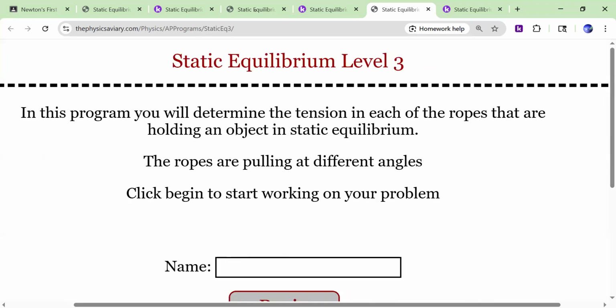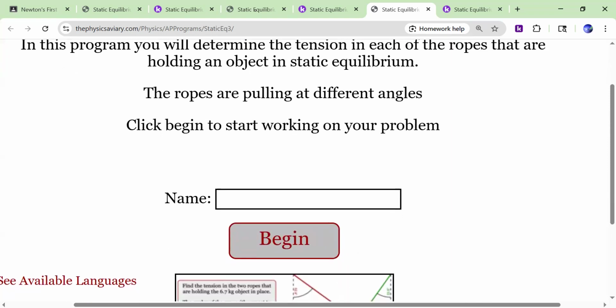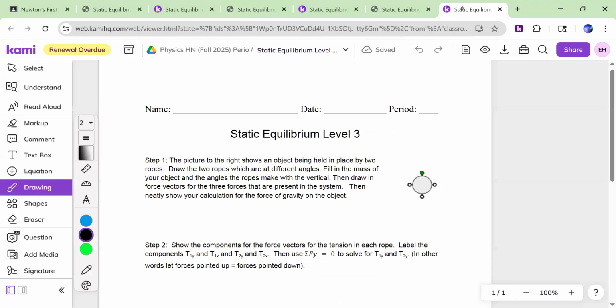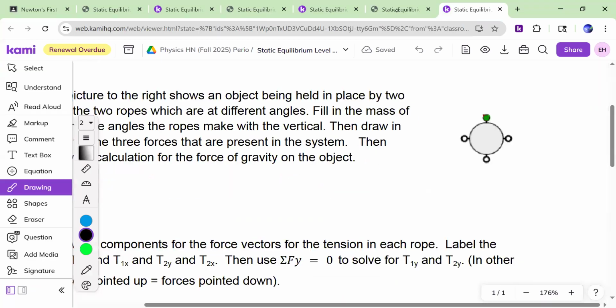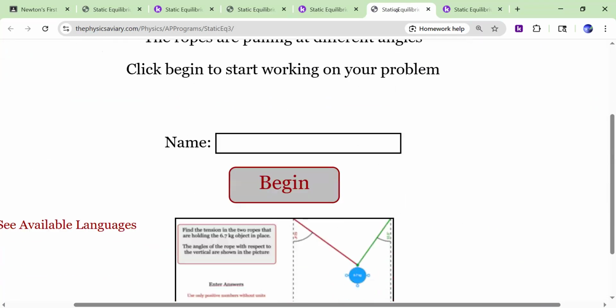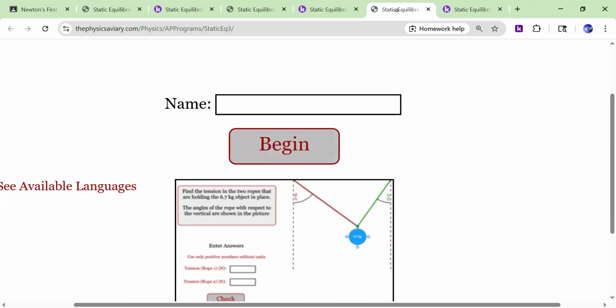Now, you're going to have a similar problem to number 2, but the difference now is that the ropes will be pulling at different angles, which means you will legitimately have a different T1 and different T2. Let's see what we do with that. First thing I'm going to do is fill out the information provided.